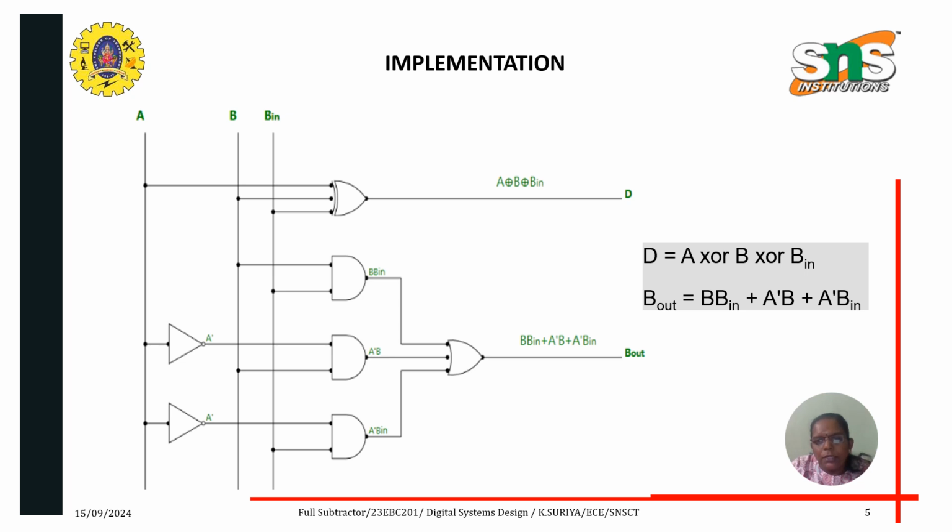So for these two expressions, the logic diagram is drawn as shown here. So here the first one represents the A XOR with B XOR with B in. So you are using an XOR gate with the three inputs A, B and B in. And the second one is B B in, A bar B in. So the three terms are first represented here using the AND gates, and for obtaining A bar we are using a NOT gate. So you are getting three outputs and all the three AND gates are combined together using an OR gate to get the final expression of borrow out.